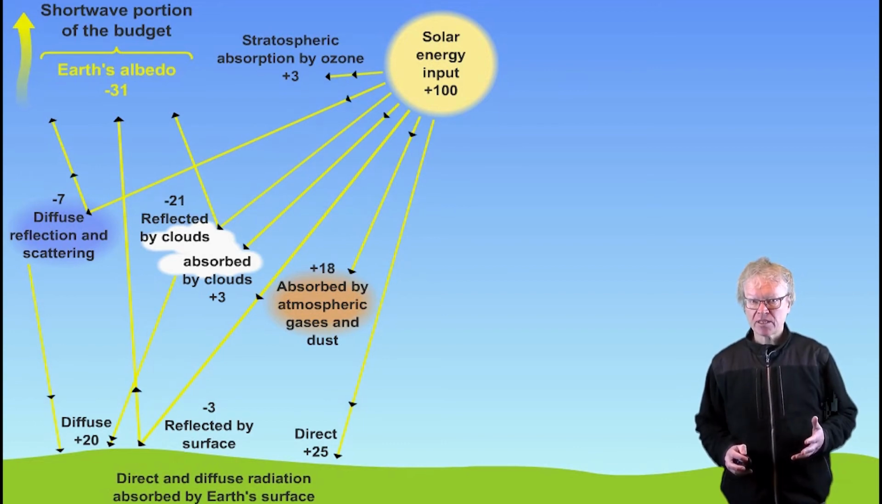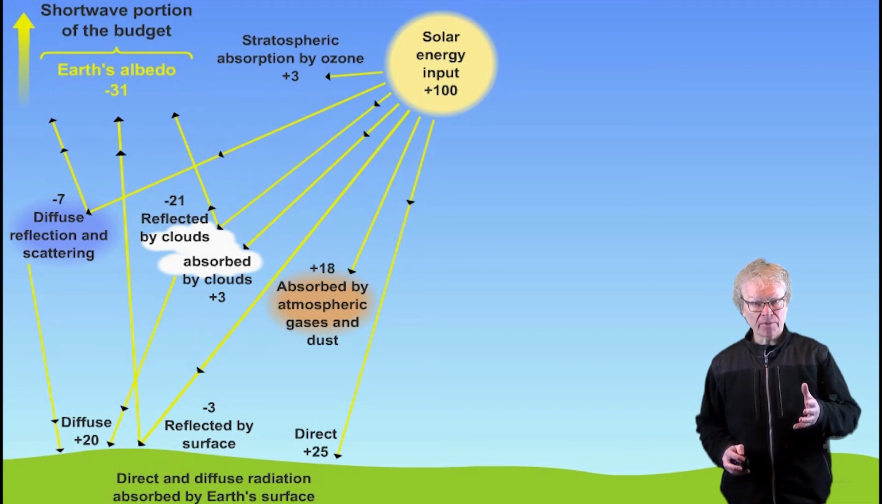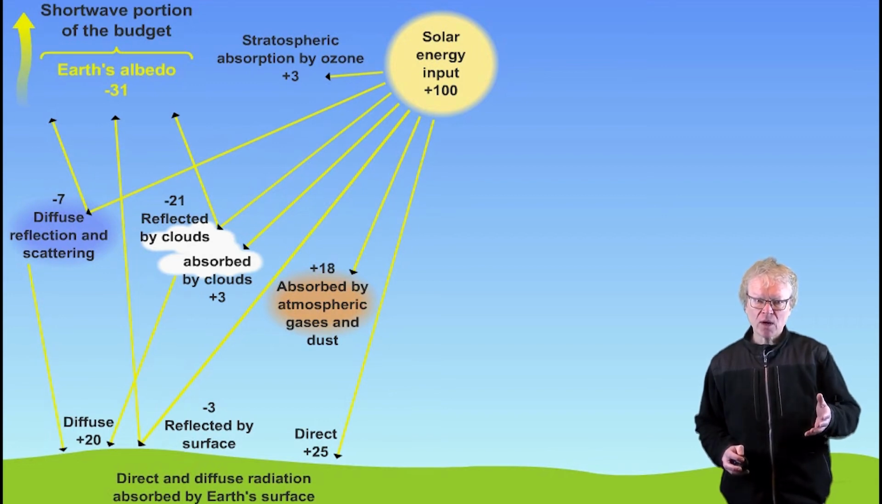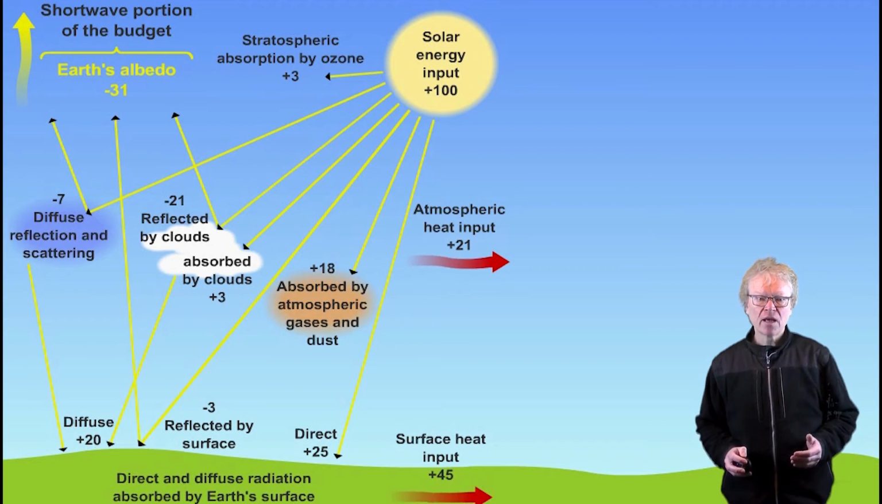So now let's have a look at what happens to that radiation that's been absorbed by the atmosphere or by the Earth. Remember, that radiation would then be re-radiated as long-wave radiation. So this is now the long-wave portion of the Earth's energy budget. So we've seen that 21 units have been absorbed by the atmosphere, and so that transfers as 21 units into long wave, and the 45 that's been absorbed by the Earth transfers as long wave. Okay, so that's 66 units. 45, 55, 65, 66 units.